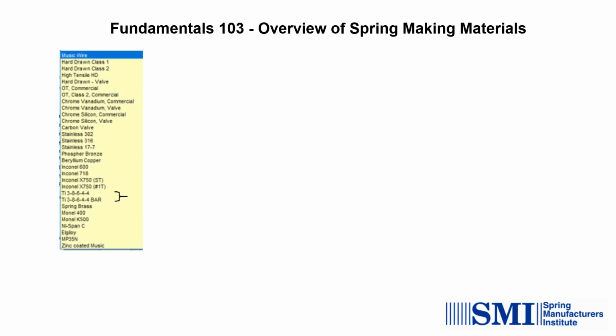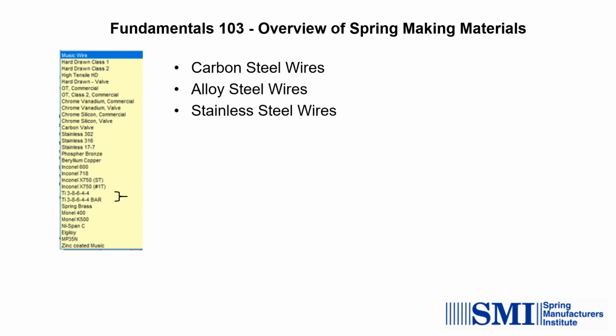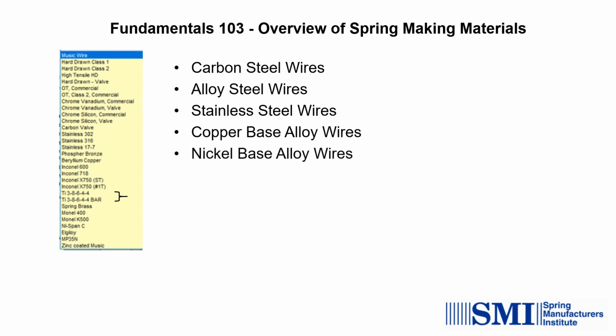Materials are organized into the material families as shown: carbon steel wires, alloy steel wires, stainless steel wires, copper base alloy wires, nickel base alloy wires, cobalt base alloy wires, titanium alloy wires.